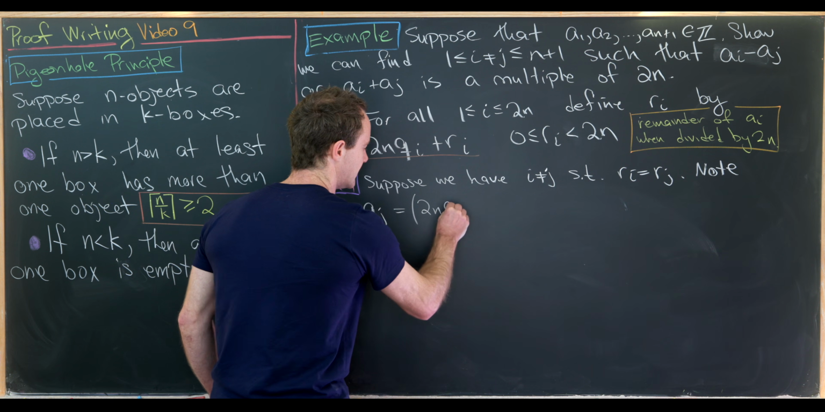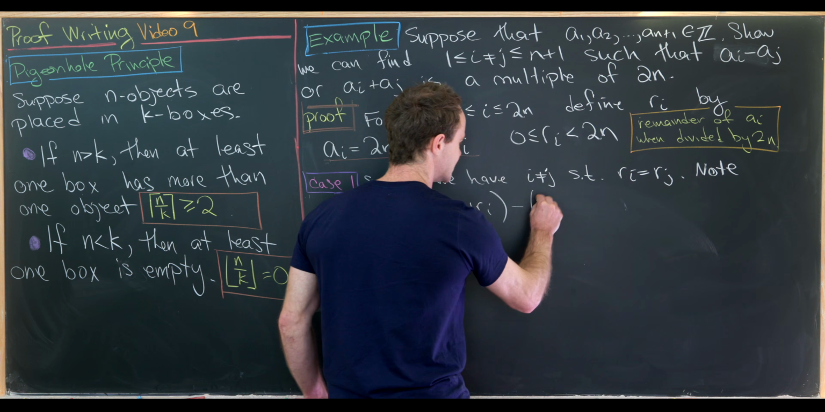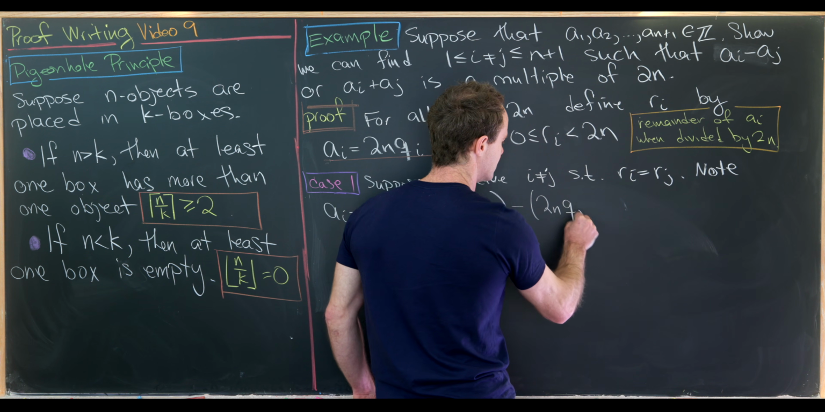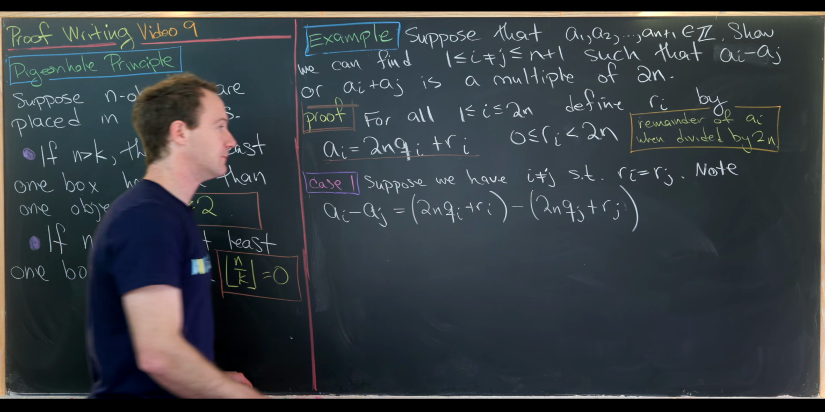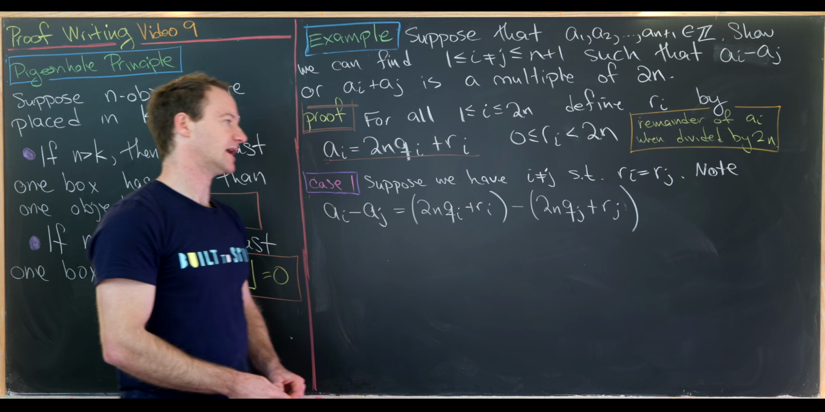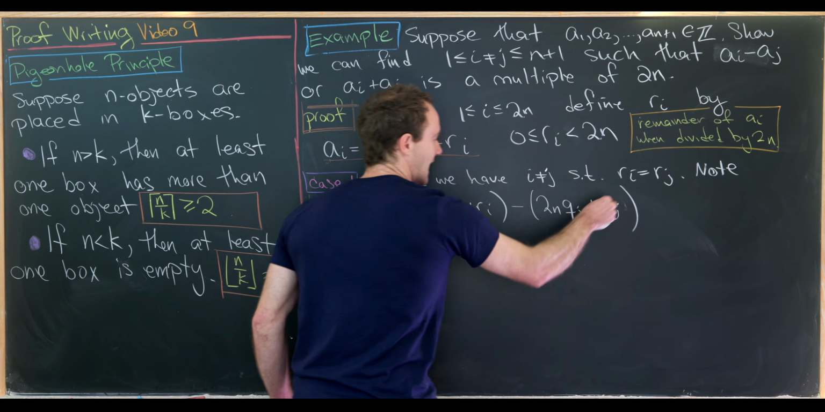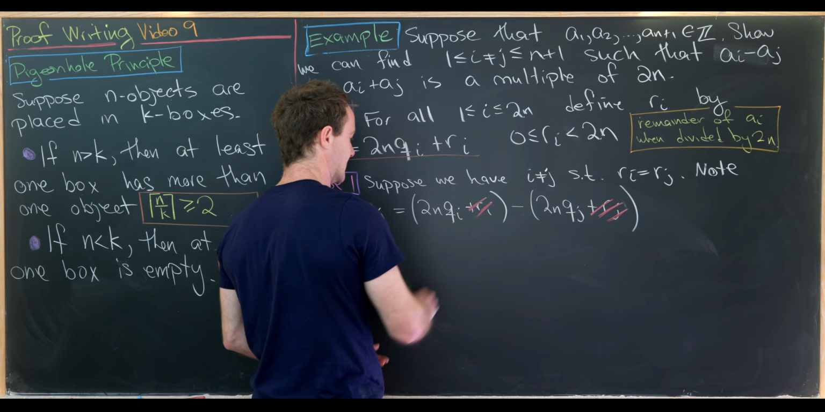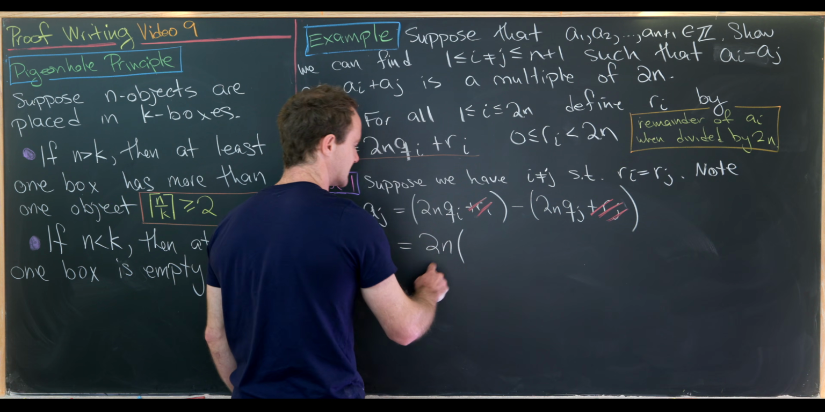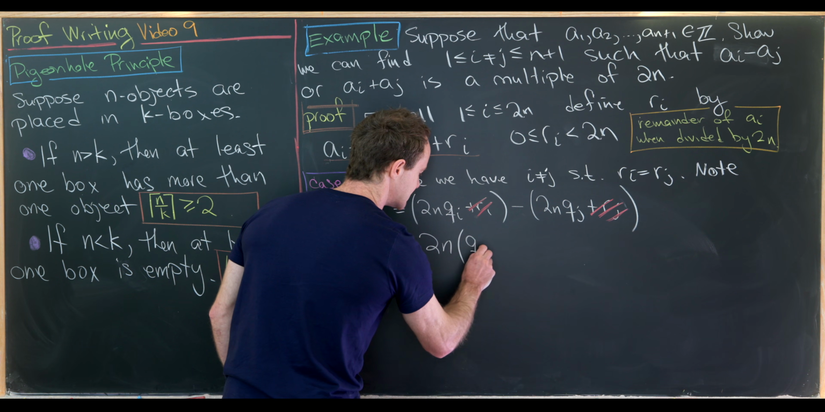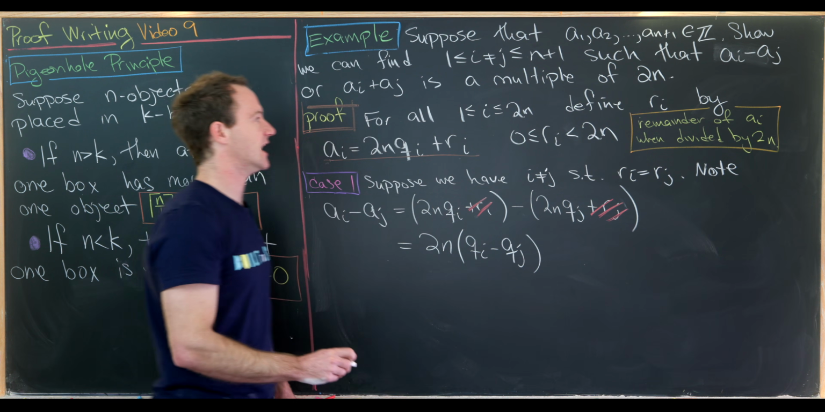So we have 2nq_i plus r_i, and then minus 2nq_j plus r_j. But by our assumption, r_i and r_j are the same. So that means when we take r_i minus r_j, those cancel. And thus we can factor a 2n out of what's left over, and we have 2n times q_i minus q_j.